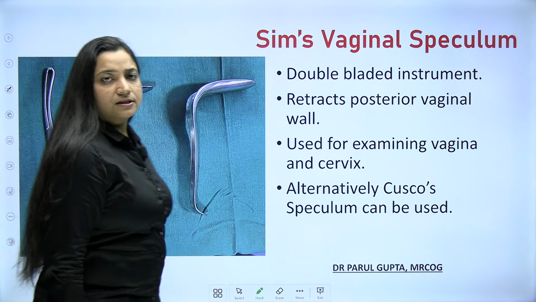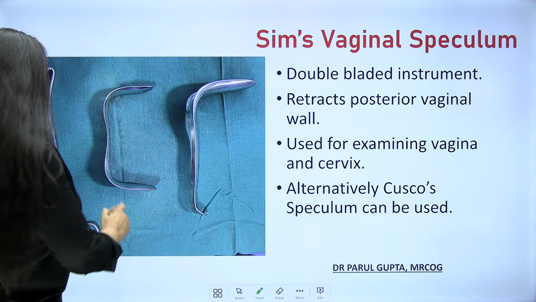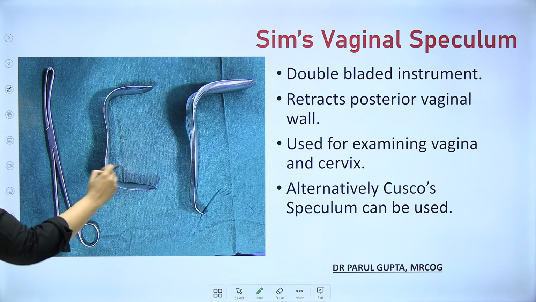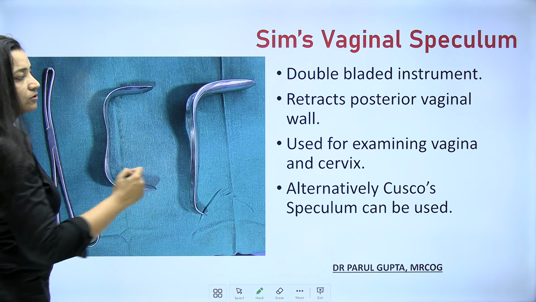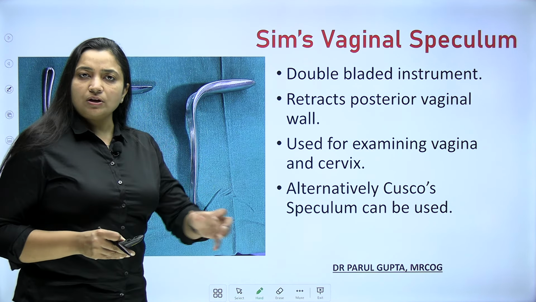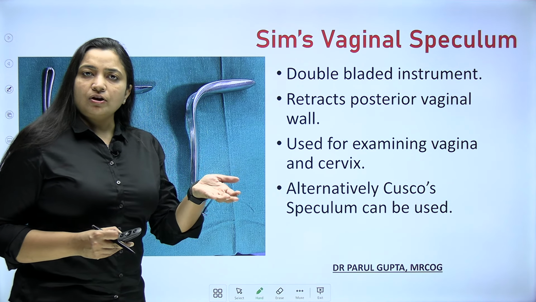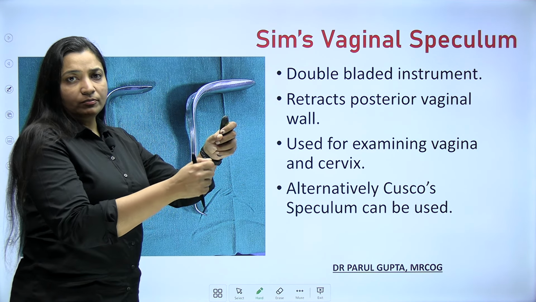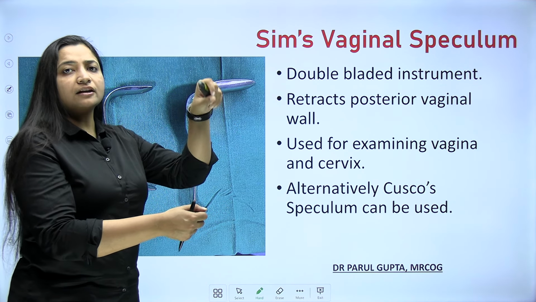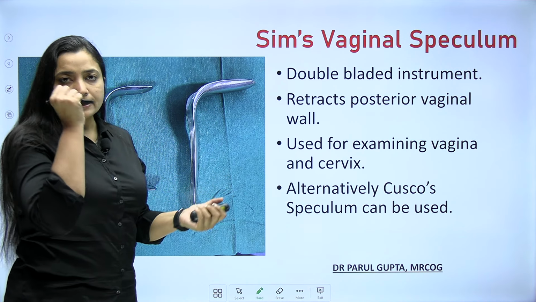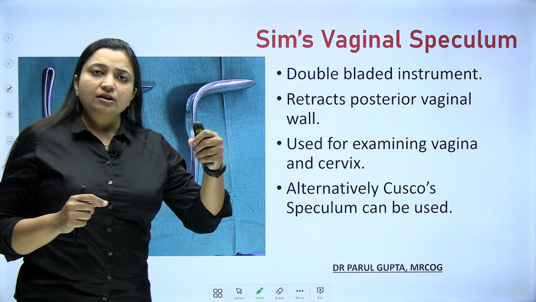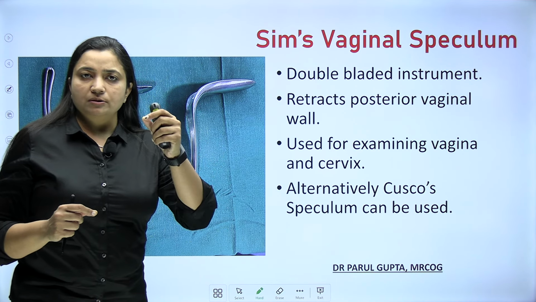Now, Sims vaginal speculum. This is your vulsellum, this is your double ended Sims speculum, this is your single sided speculum. All types of speculums are available. Generally, we pick the speculum from the table with the anterior vaginal wall retractor, because when you put a speculum, it retracts the posterior vaginal wall, and for retracting the anterior vaginal wall, you need an anterior vaginal wall retractor. For that, we will be discussing about it. But whenever you pick the instrument from the table, make sure that you are picking a Sims speculum with a retractor, not a lone Sims speculum.